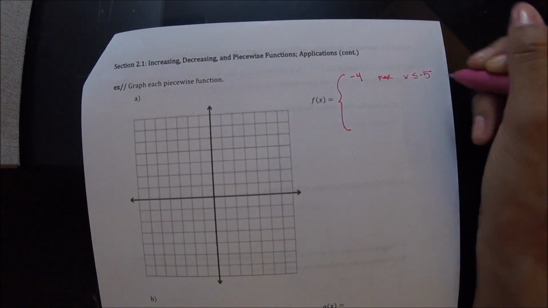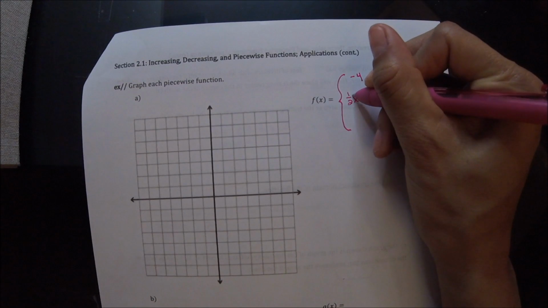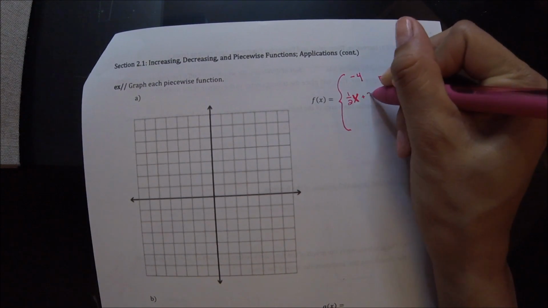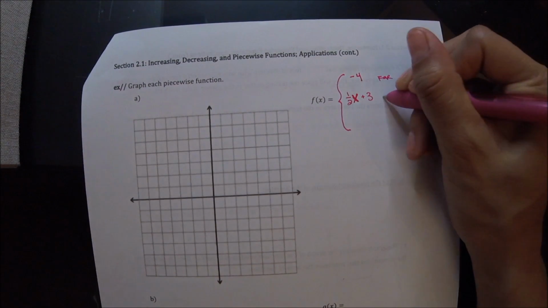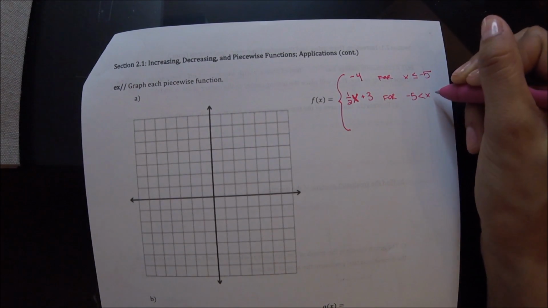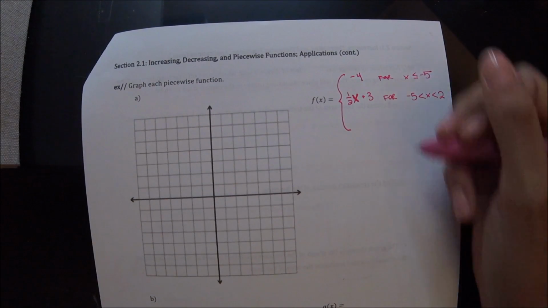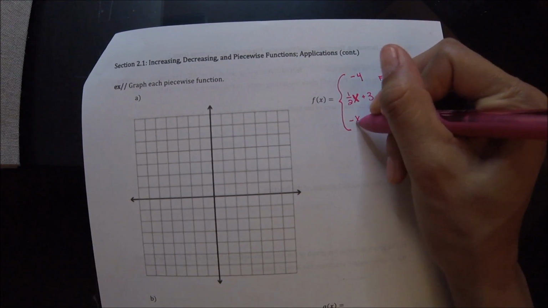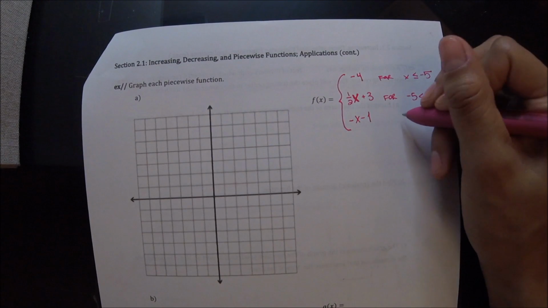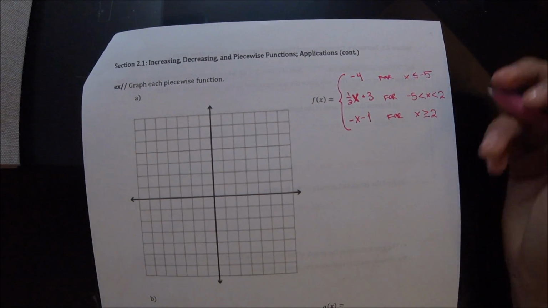The second part will be 1/2 x plus 3, and this will be for values of x that are between -5 and 2. And then the last piece will be -x minus 1, and this will be for x values that are greater than or equal to 2.